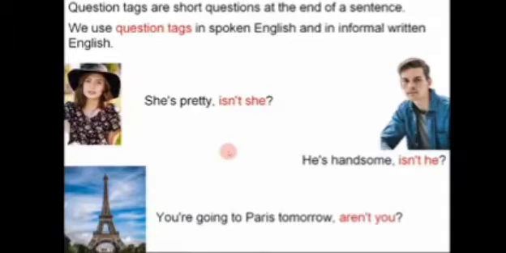Look at this example. You're going to Paris tomorrow, aren't you? You're going to Paris tomorrow is the sentence. Aren't you is the question tag. Most times, the question tag takes the form of the sentence. Isn't she? She's pretty. Isn't he? He's handsome. Aren't you? You are going to Paris tomorrow.